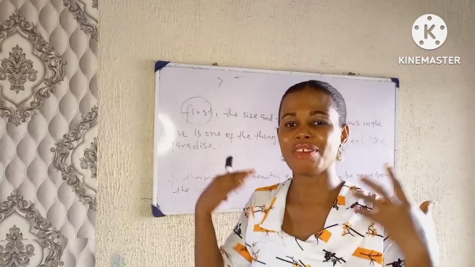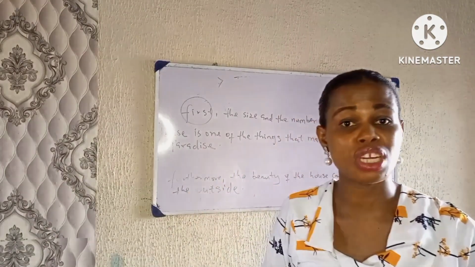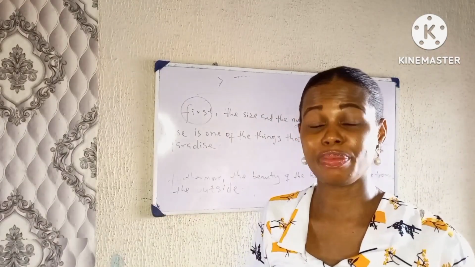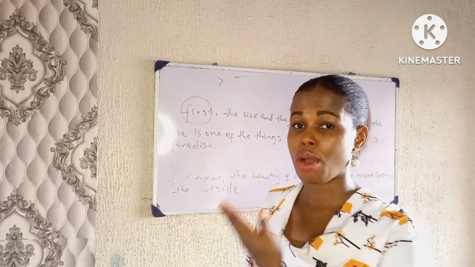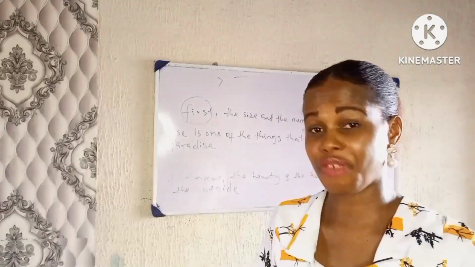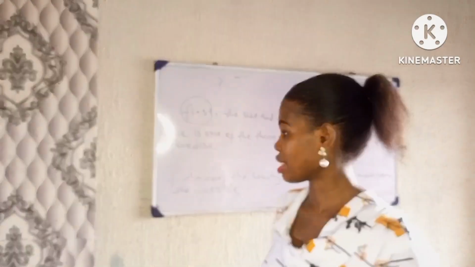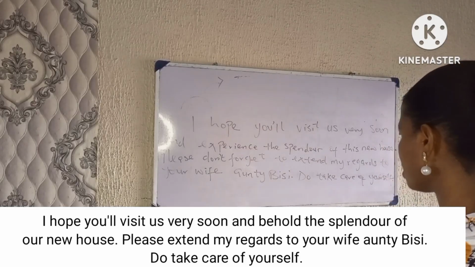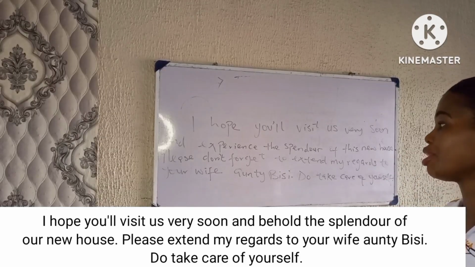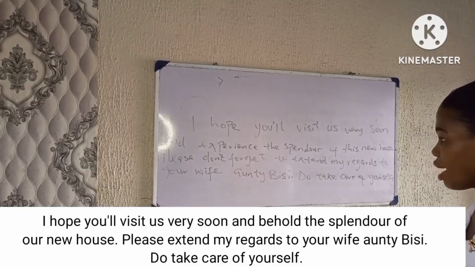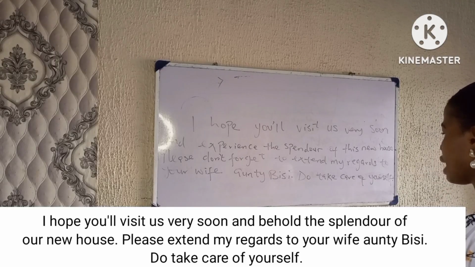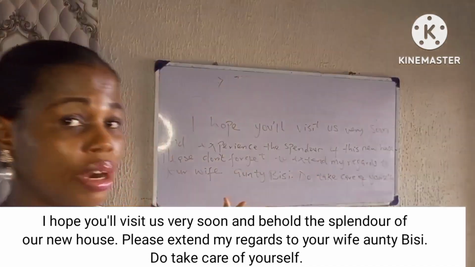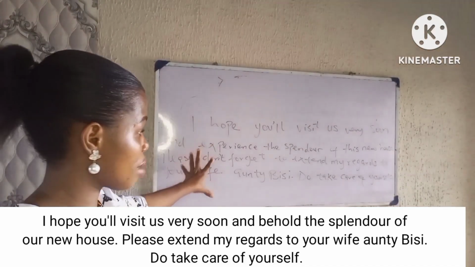Now after the fourth paragraph of the letter, the fifth one is the concluding paragraph. In the concluding paragraph is where you reiterate the points you've already mentioned and your familiarity with him. So you can say something like, hope you visit us very soon and experience the splendor of the new house. Please don't forget to extend my regards to your wife, Auntie BC. Do take care of yourself. This is how the concluding paragraph can be.